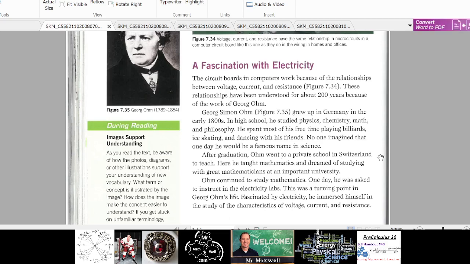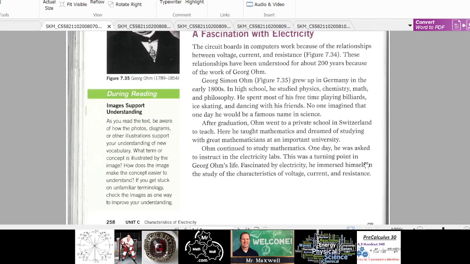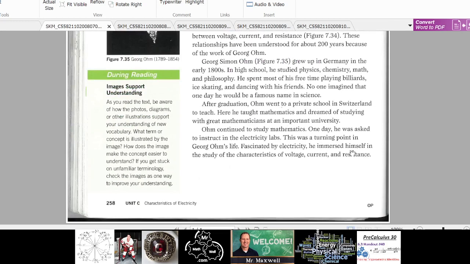Ohm continued to study mathematics. One day, he was asked to instruct in the electricity labs. This was a turning point in Ohm's life. Fascinated by electricity, he immersed himself in the study of the electronics of voltage, current, and resistance. The next page, which I do not have up on the screen, I'll continue reading the last little part.